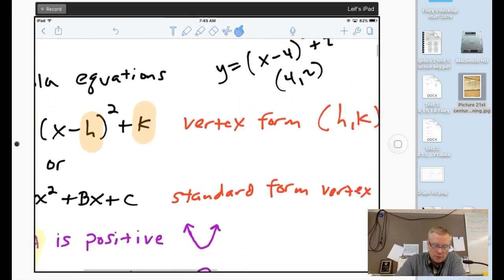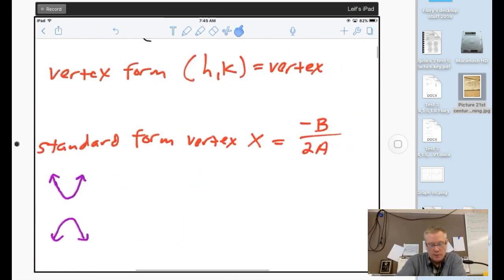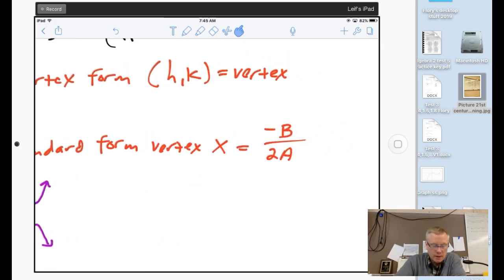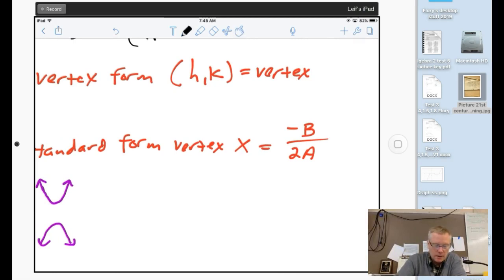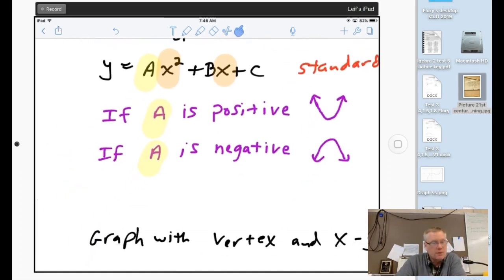In standard form, it's a little harder to find the vertex, but there's a formula. It's x equals negative b over 2a. So you plug in b and a and simplify and get the x coordinate, and then find the y coordinate. Say I got x equals 2. Once I simplified that, I'd take the 2 and plug it in for all the x's in the equation, and then find out what the y coordinate is. All right, so that's the basics on parabolas.